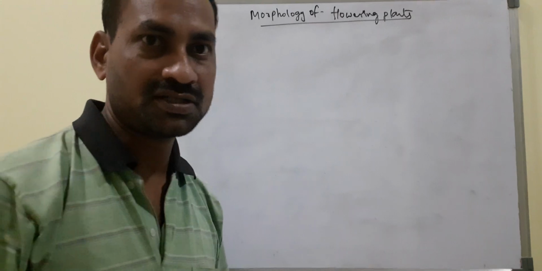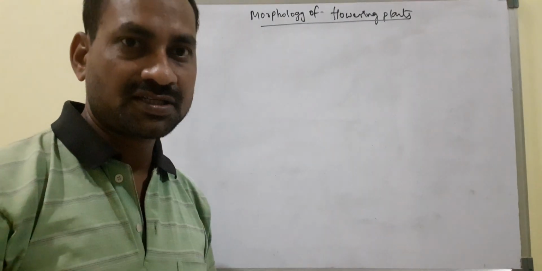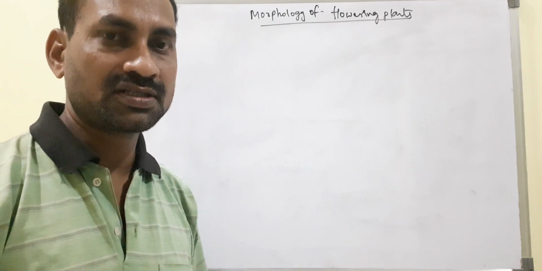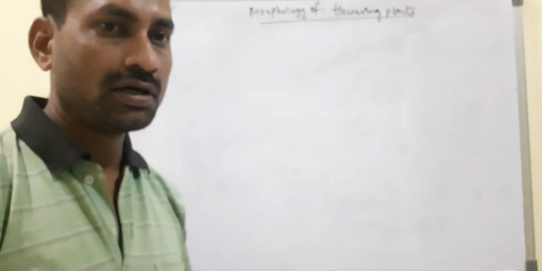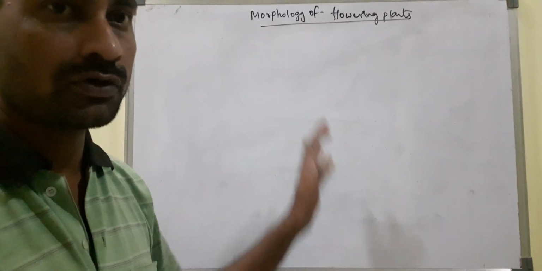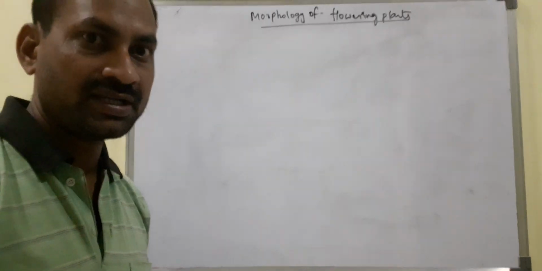What is morphology? Morphology is nothing but the study of external characters or external features of a plant or plant organs like stem, root, branches, leaves. All those are called morphology. In this chapter, we will mainly discuss external features.